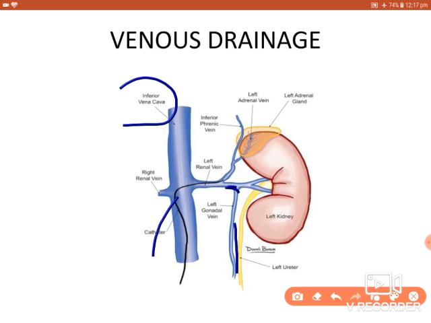Nerve supply: the sympathetic is derived from the T12 to L1 segments, through the aortic and the inferior hypogastric plexus. Parasympathetic is derived from the S2 to S4 segments through the pelvic splanchnic nerves.